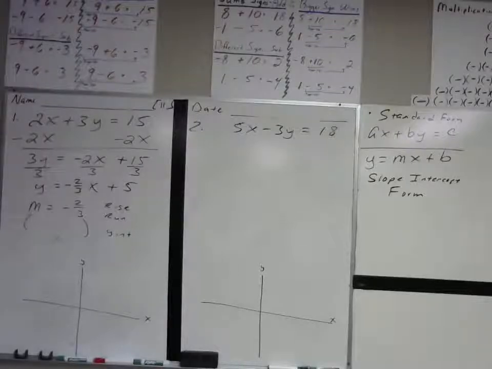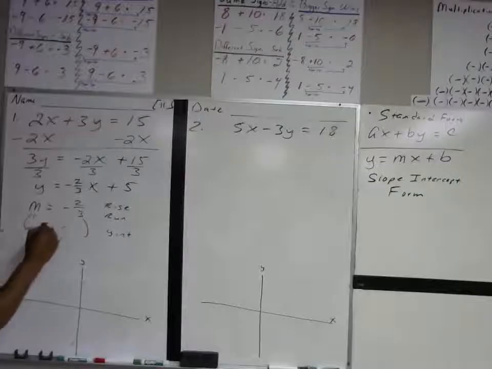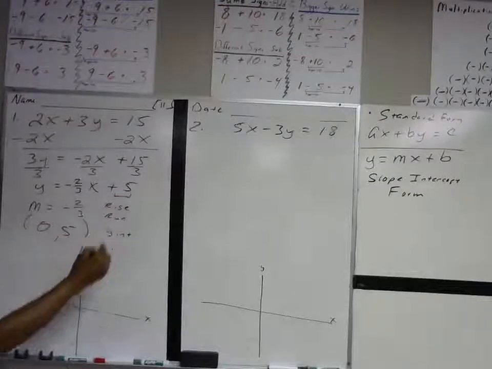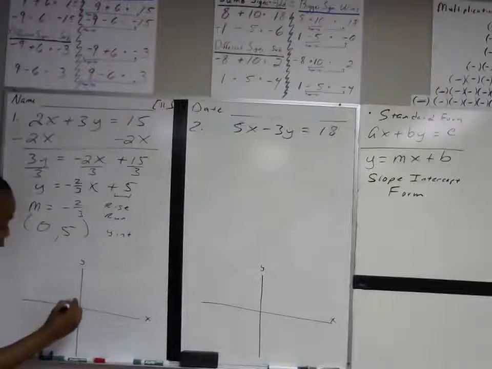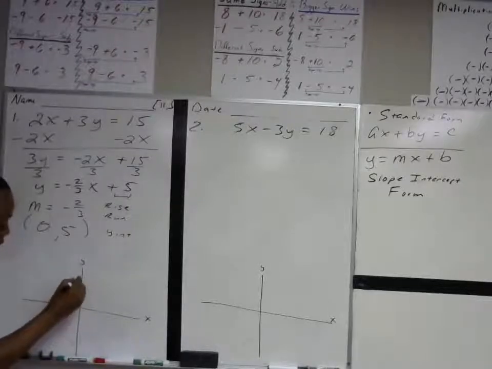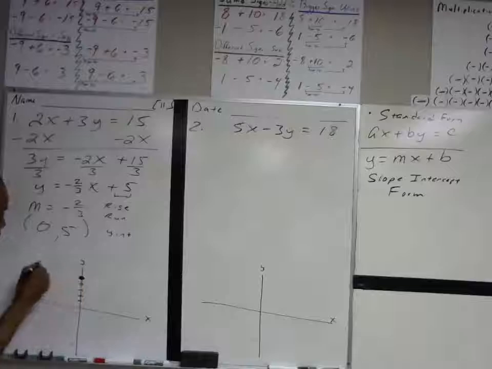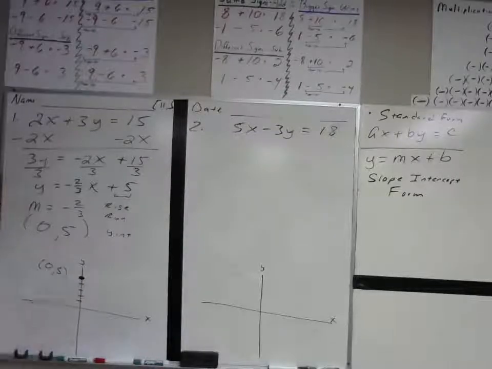It's not very high. It's the 0 and then the 5. That's it. Exactly right. 0 and the 5. The 5 right here indicates the y-intercept. So let's go to 0, 5, put a point. 1, 2, 3, 4, 5. And this is our 0, 5 right here. Okay.